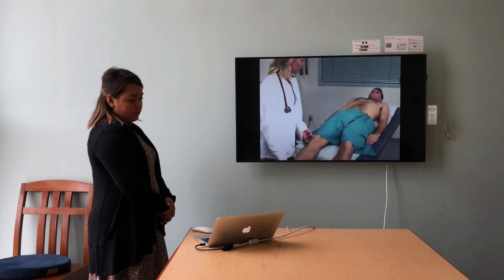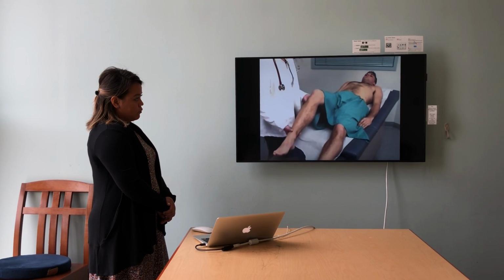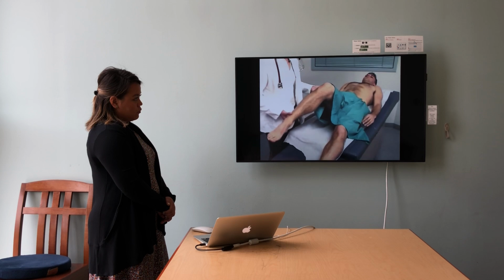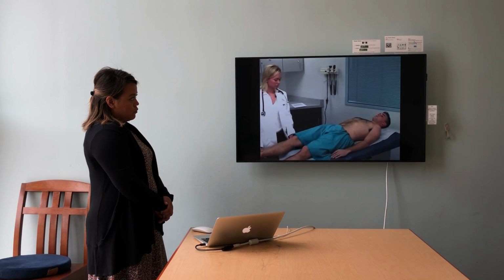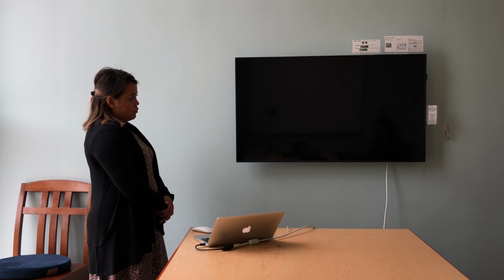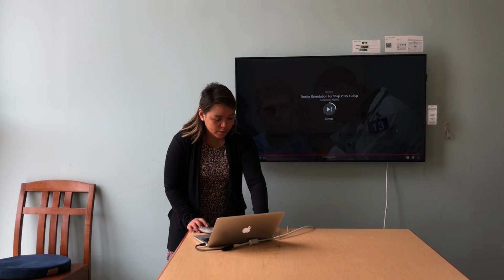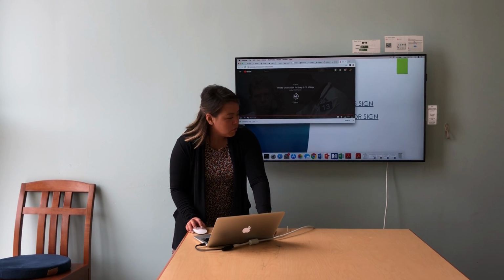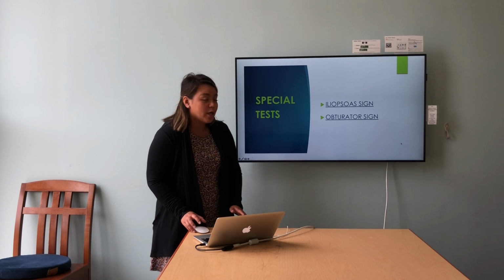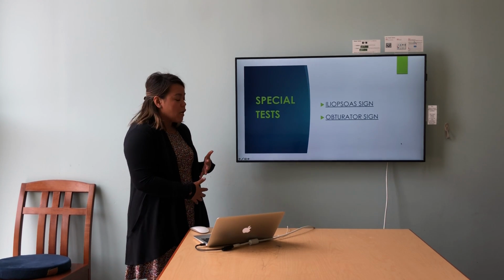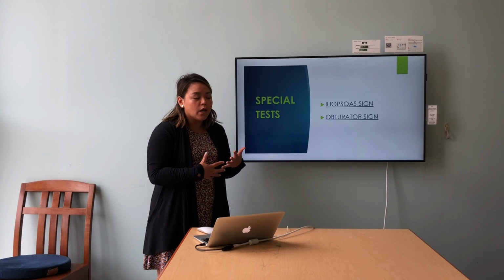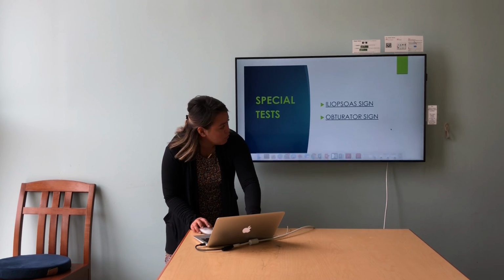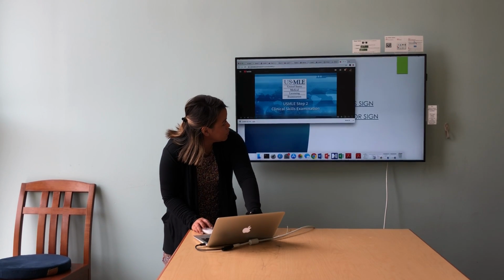Okay, Tom, I'm going to flex the knee and the hip and internally rotate, and let me know if you have any pain with that. All right. So those are the two special tests that can be used when examining and trying to help localize and diagnose appendicitis.